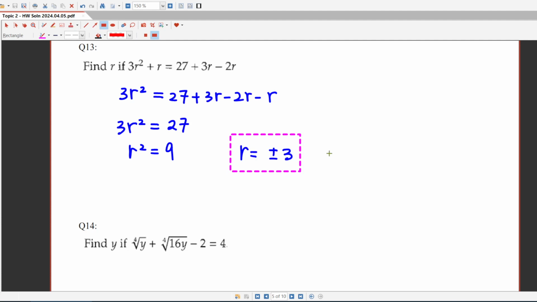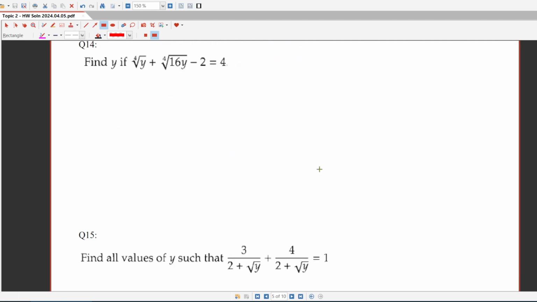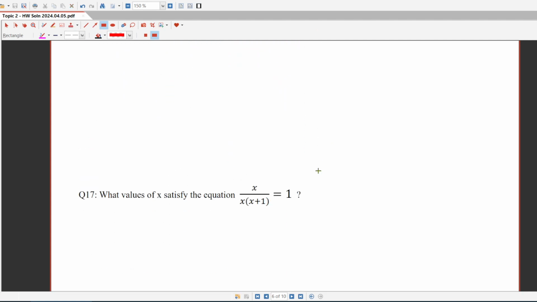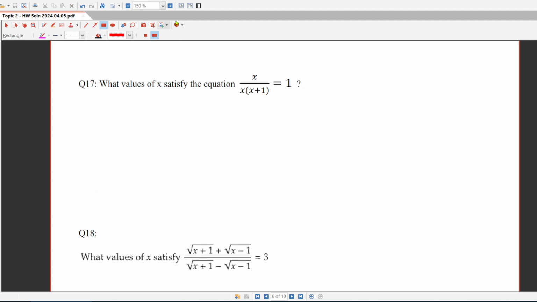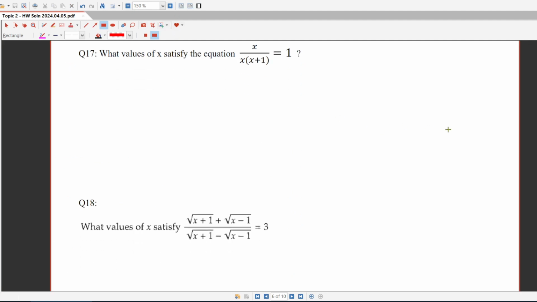All right, if no questions, next one is number 17. The question asks you to find what values of x can satisfy this equation. Okay, first of all, apparently x cannot be 0 or negative 1, right?